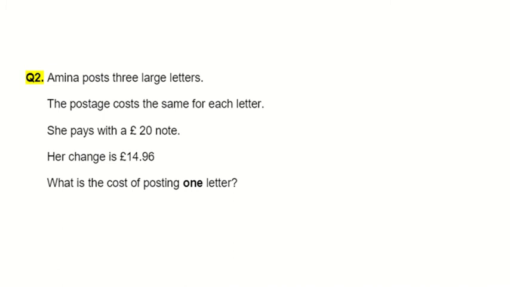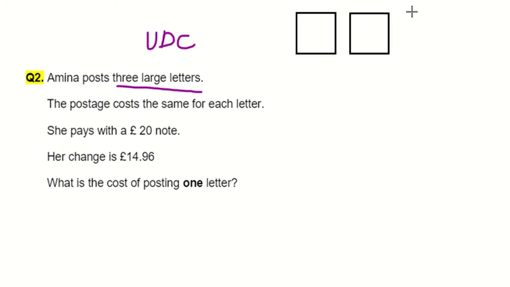Amina posts 3 large letters. Again, I'm going to use UDC. I like to jot it at the top there, just to help me. So I'm going to start by underlining and understanding, doing any drawing that I need to, and then calculating. So Amina posts 3 large letters. Because I like to do my drawings as I go through, I've got 3 large letters. There we go. The postage costs the same for each letter.